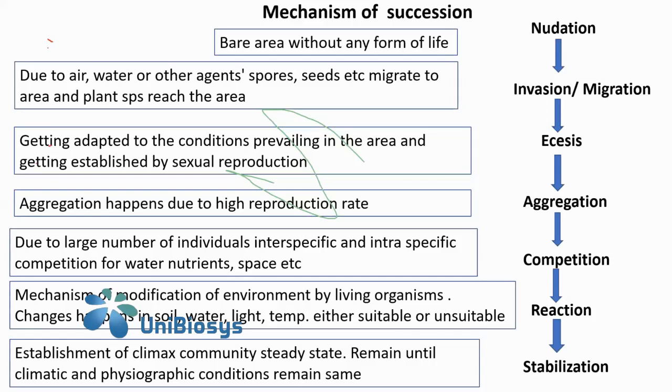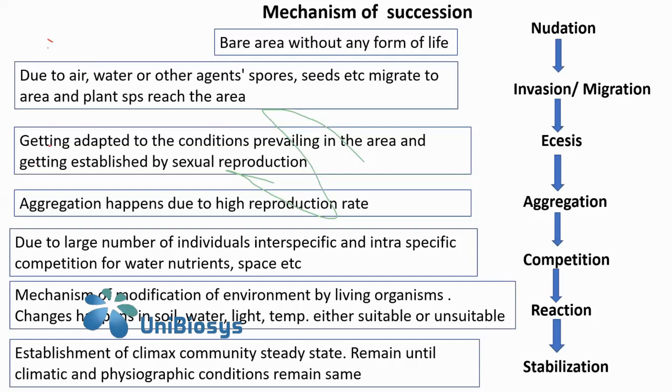What is ecesis? In a particular area, the spores or seeds, whatever is coming there, they are getting established, adapted, and reproduced to the next generation. So that point is known as ecesis. So nudation, there was nothing, then migration happened, then ecesis, that is adaptation and establishment with sexual reproduction happened.